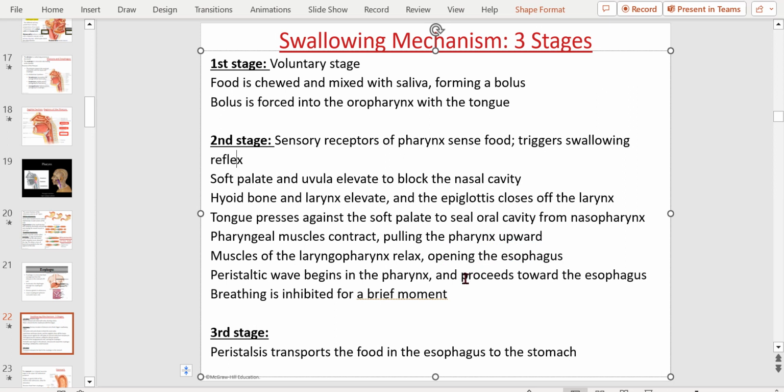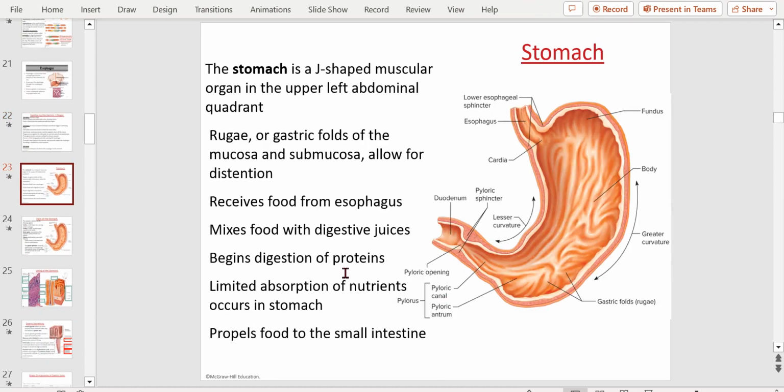Muscles of the laryngopharynx relax, opening the esophagus. Peristaltic waves begin in the pharynx and proceed towards the esophagus. Breathing is inhibited for a brief moment. Stage 3, peristalsis transports the food in the esophagus to the stomach. There you go, pretty easy peasy.